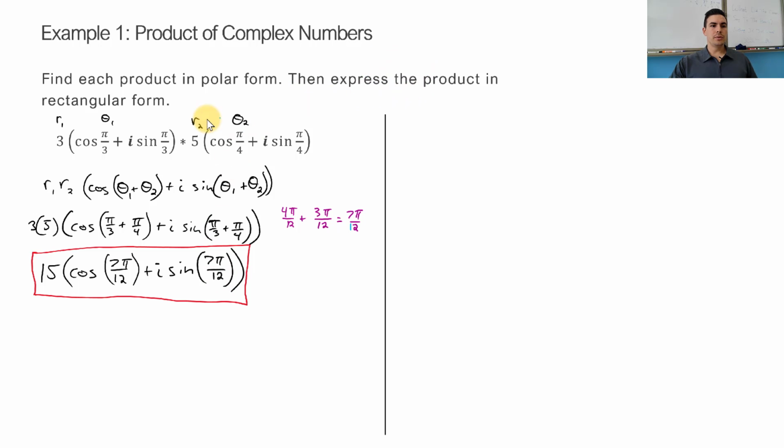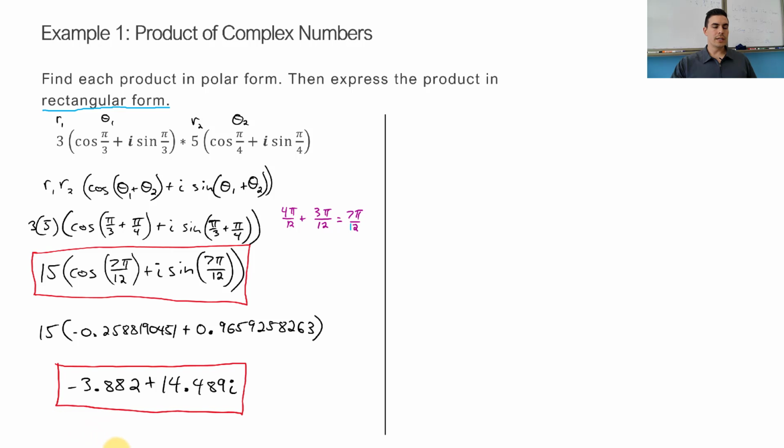And it asks us also to express this product in rectangular form. So in order to do that, all we would need to do is calculate the cosine and sine values, and then we would distribute our 15 through. So that's going to give us negative 3.882 plus 14.489 I. Okay, so that would be our complex number product in rectangular form. You guys go ahead and pause the video and see if you can do the same with the product of these two complex numbers in polar form. You're going to express them both in polar and rectangular form.